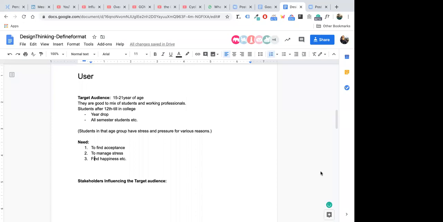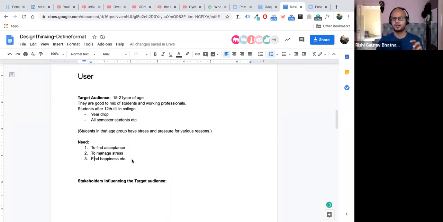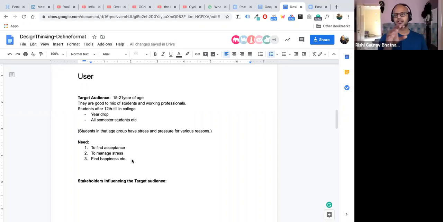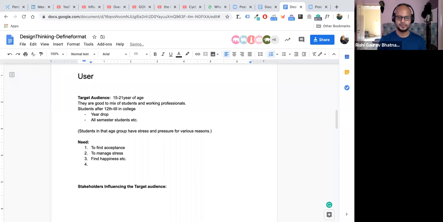Yes, sir. So are you able to see what a need could look like? You started with: the student could stop being judged by society, the student can get more freedom, the student will be able to choose his own stream. What that could lead to is this: they may be able to find acceptance, they may be able to manage stress better, they may be able to find happiness, they may be able to experience freedom.